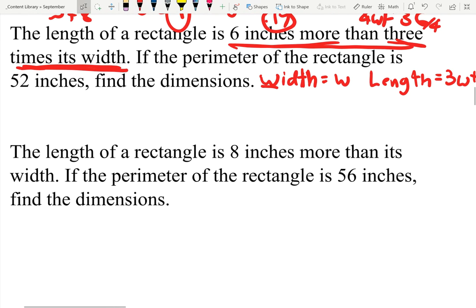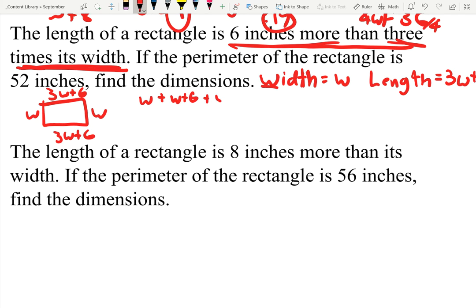So when I draw my picture, I have W as my width, and my length is 3W plus 6. So there's my rectangle. Got my 2 sides with W, my 2 sides with 3W plus 6. Just like before, don't forget, perimeter is adding up all 4 sides. So you have W plus 3W plus 6 plus W plus 3W plus 6. All 4 sides added up equals 52 in this example because it's 52 inches.